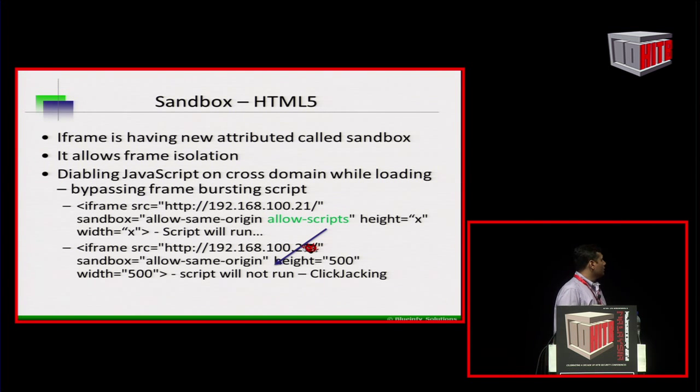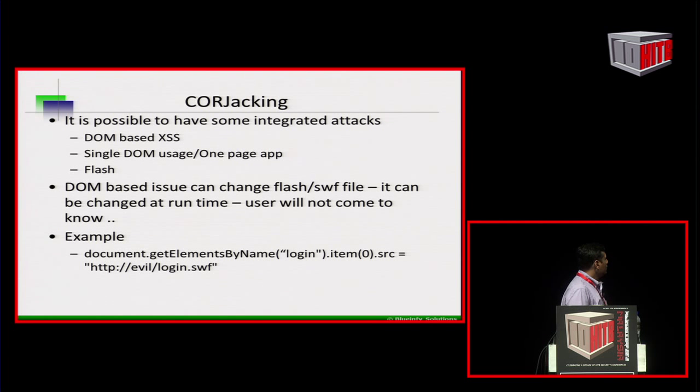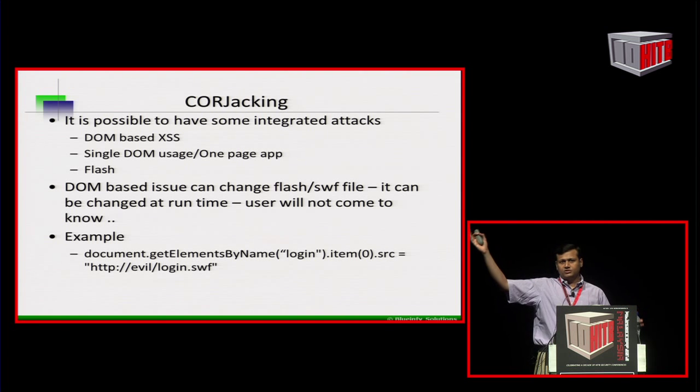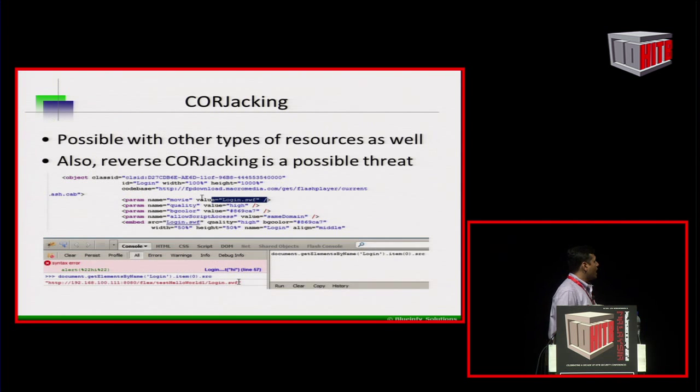For example, over here, we have a DOM-based XSS, we have a single DOM usage, and then some kind of a Flash file sitting there. We can extract that particular Flash file using this call, document.getElementById login, item 0 src. So this is the actual login object. Now what we say is, change this object to some cross-domain resource. So over here you have a login SWF file, which is a valid SWF file coming from the domain, and now you're pointing it to something else.